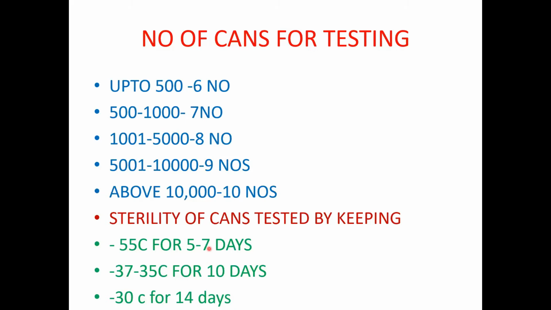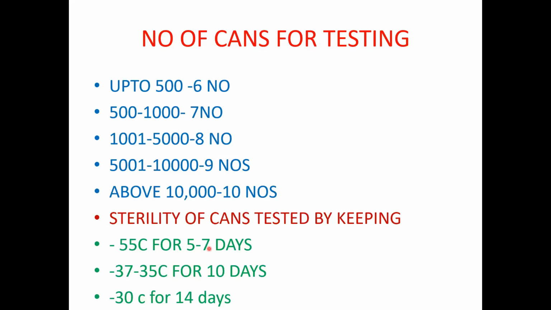Since we are keeping at 55 degrees centigrade, if the product is under-processed, the thermophilic spores will germinate. This condition will be very favorable for thermophilic bacteria to grow. You will keep it for 5 to 7 days or even 10 days; normally 7 days, one week, is enough. If you see any bulging, it clearly shows that your whole batch is not processed properly. If more cans are showing bulging, you cannot send the cans to the market immediately after canning. You remember it. Is it clear?